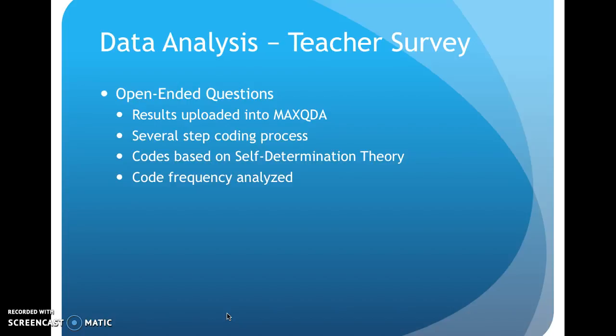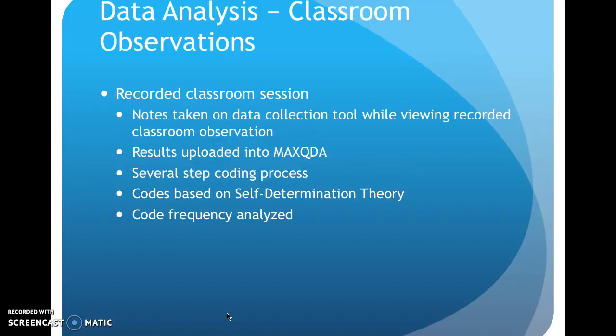Upload the data into MaxQDA, first separate the data into relatedness and autonomy, and then boil it down deeper into different elements and different specific details related to those 2 factors. The classroom observations will follow a similar process. I will watch the recorded class sessions and take notes in the data collection tool, and then those notes will be uploaded into MaxQDA, and then it'll be a similar coding process with elements being split up by relatedness or autonomy, and then focusing on the more specific details related to those.